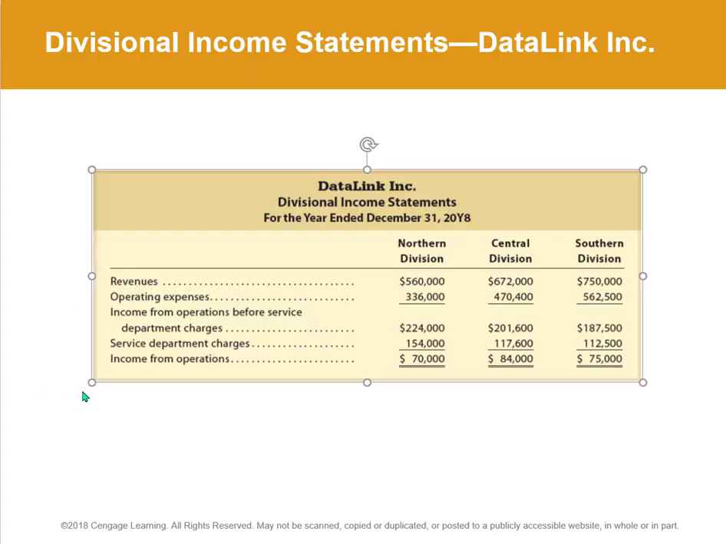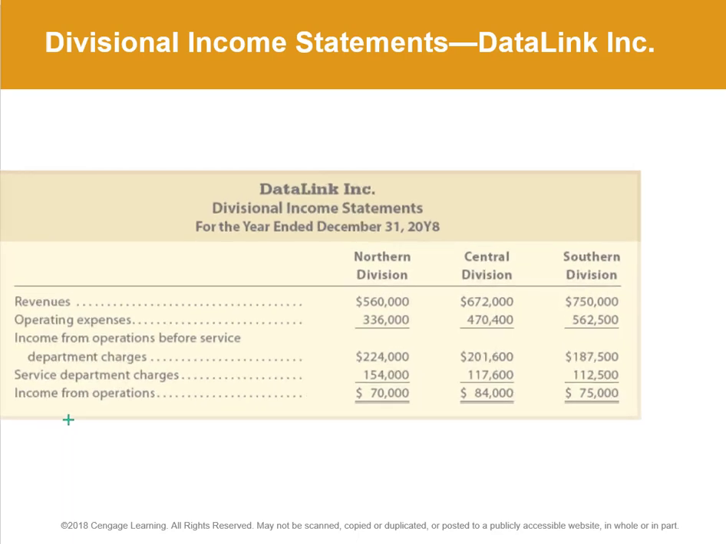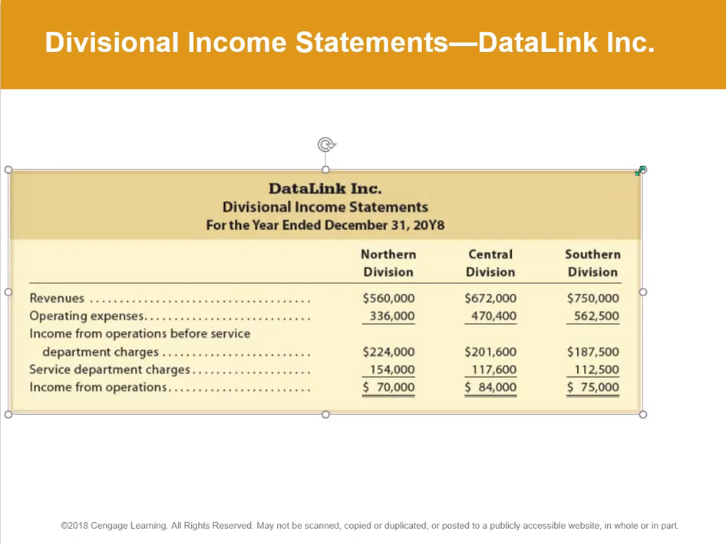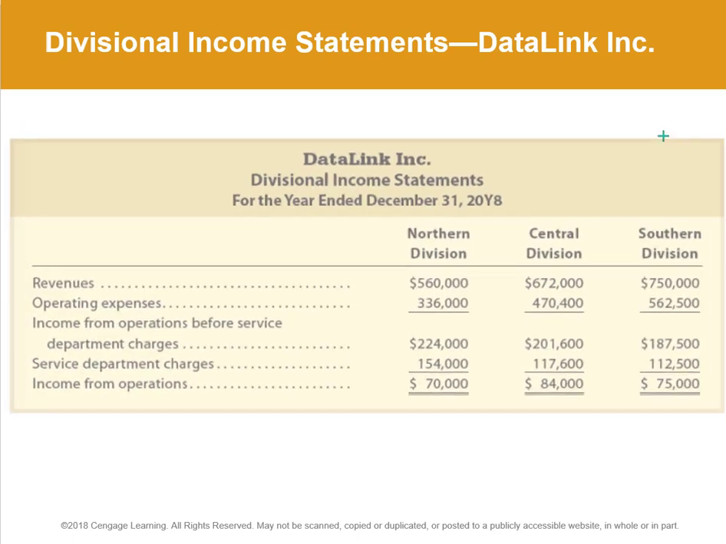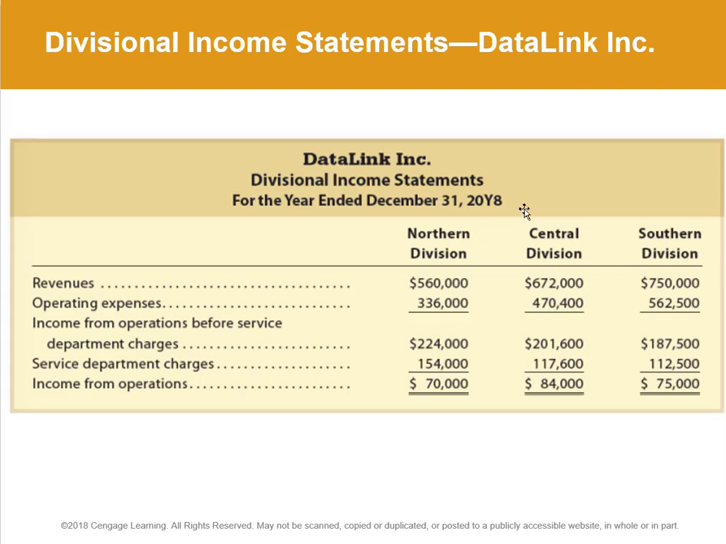So here is a divisional income statement for this company called DataLink. And they've got a northern, central, and a southern division. And here we've got revenue and operating expenses, income from operations before service department charges. We've got some service department charges, and here's their income. Okay, so it looks like from this that the central division is making the most money out of everybody.